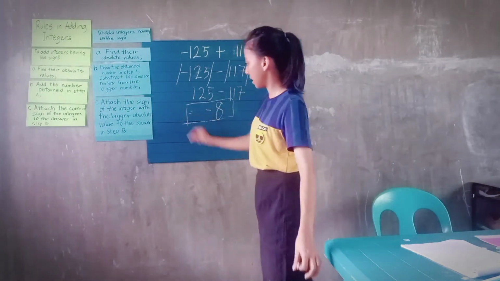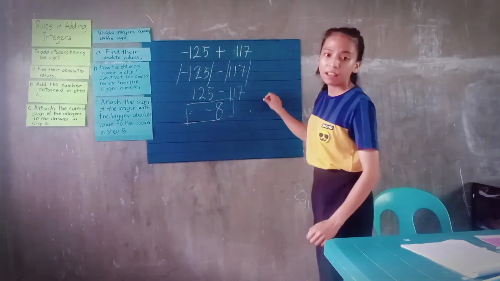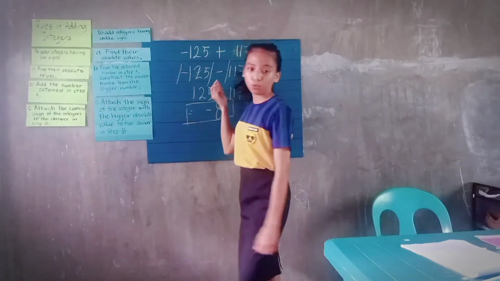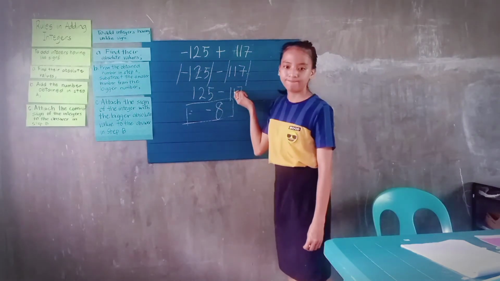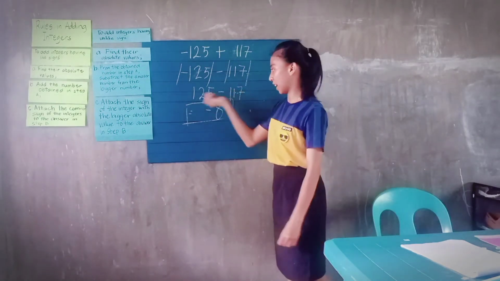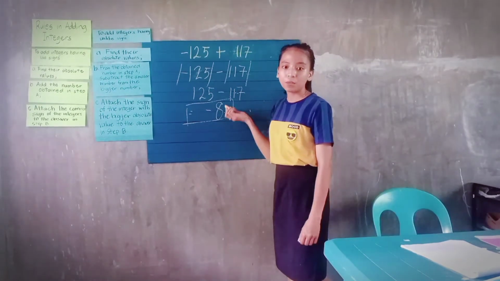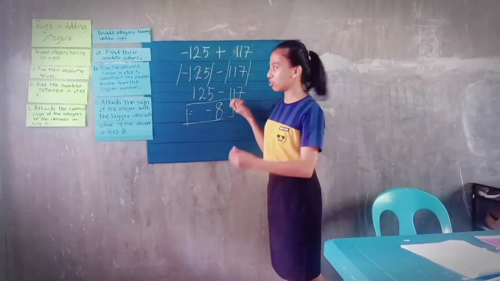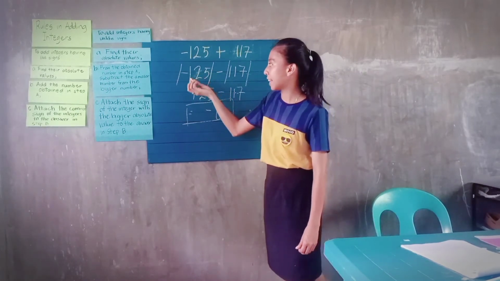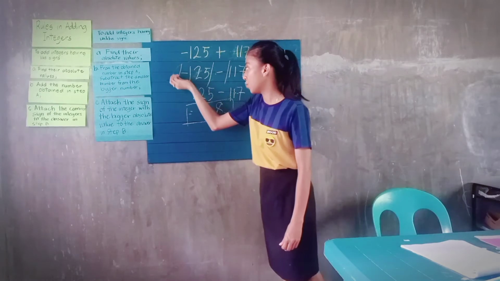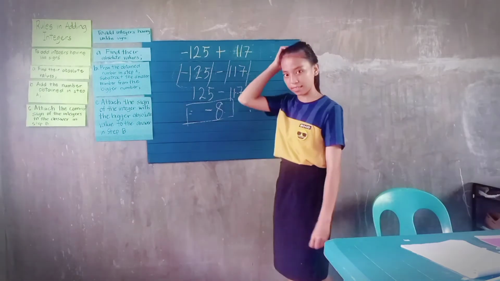Why is negative 8 the answer? Because, as stated in the rule, we find the absolute values first and then subtract the smaller number from the bigger number. Okay, we subtract it, then the answer will be positive 8. Then we attach the negative sign, because we use the sign of the number with the bigger absolute value and place it in the product. Okay, did you get it?